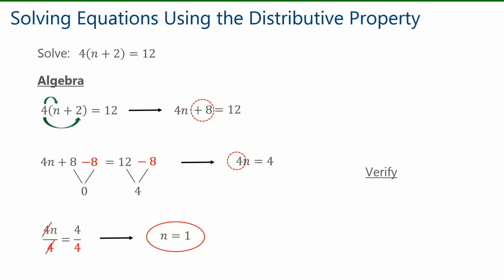I can verify the solution by substituting it back into the equation. I do the operations inside the brackets first. 1 plus 2 equals 3, and 4 times 3 equals 12. The left-hand side equals the right-hand side. So n equals 1 is the solution to the equation.